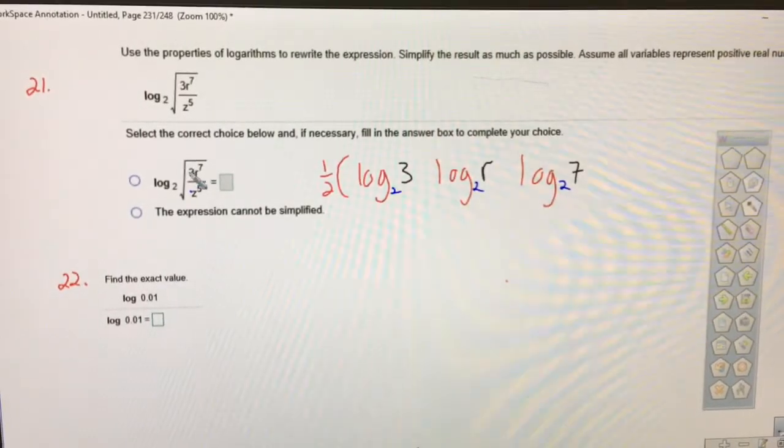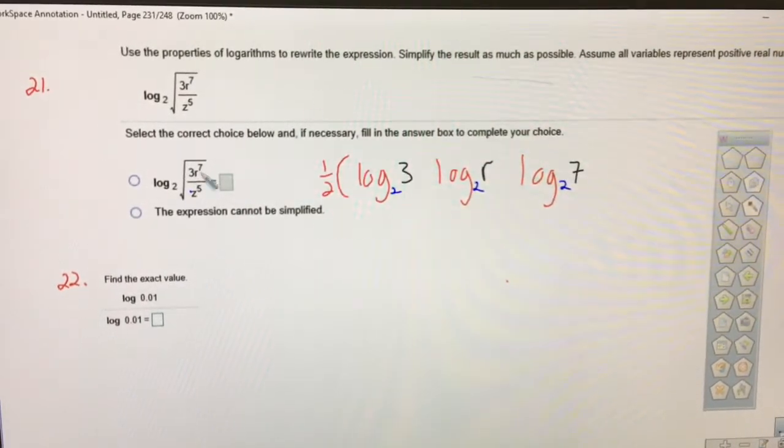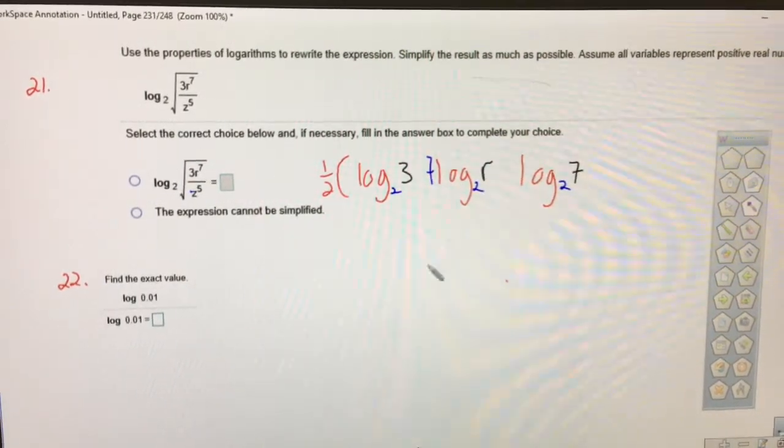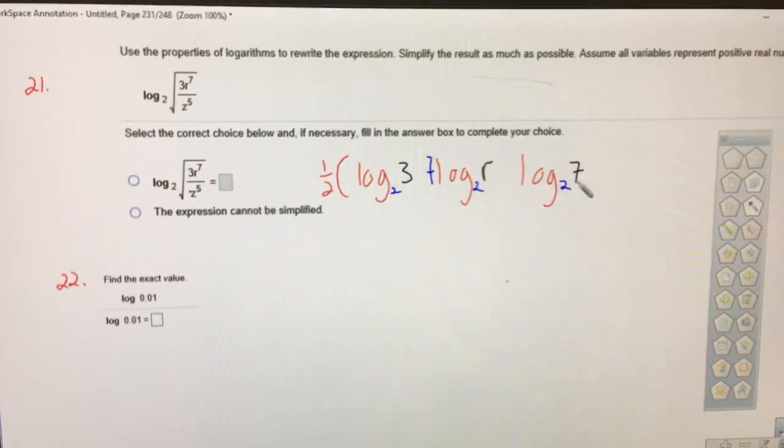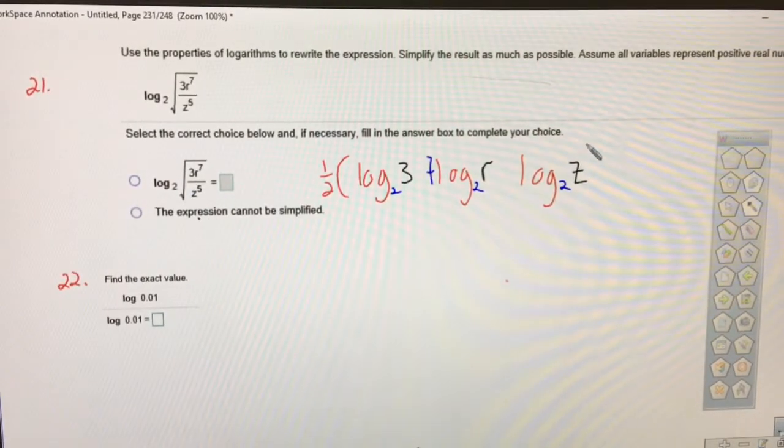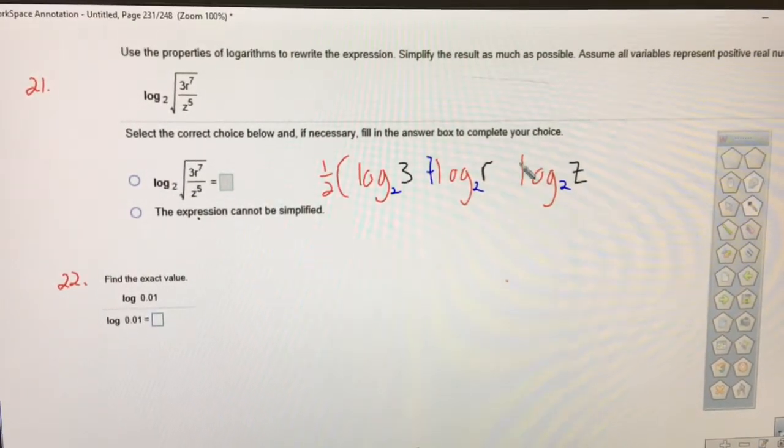3R7. Now notice the 3 has nothing to it, so it's going to stay. The R has the 7th power. That's going to go out in front. So it's going to be 7 log base 2 of R. The Z, I'm sorry, there should be a Z there. That's a Z on the bottom. The Z has a 5th exponent to it, a 5th power. That 5th power goes out in front.